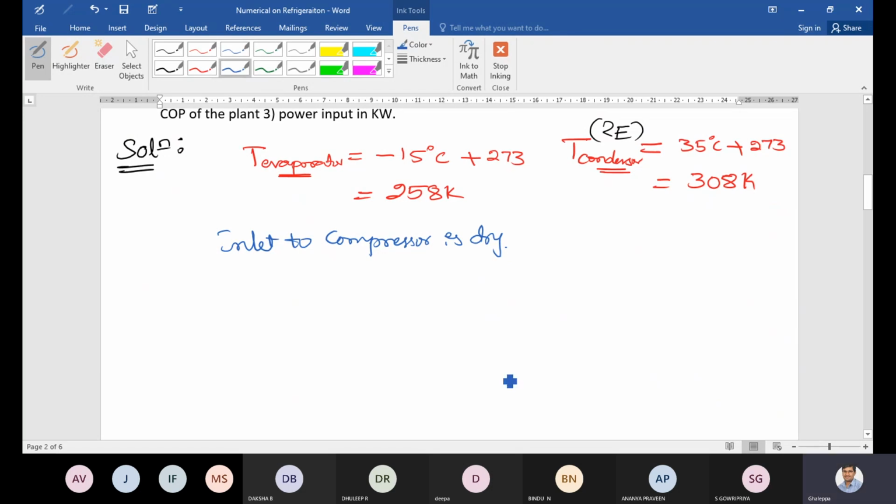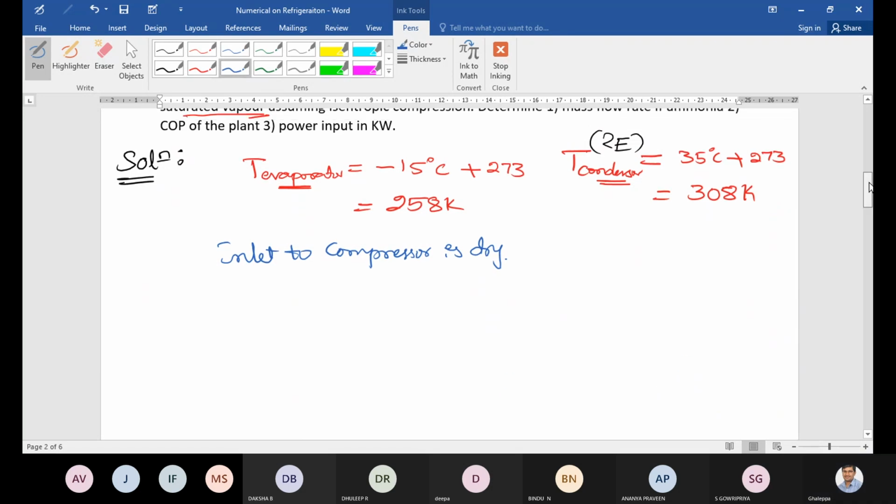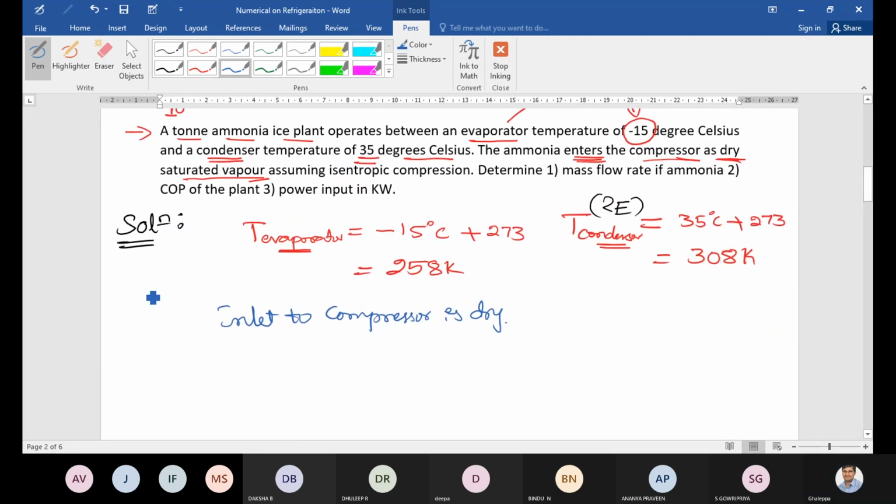Next line, what is given? Okay, let me show you the screen. Next line: and isentropic compression. I will explain once we are solving the numericals. I told you, entropy remains constant. In simple words, the compressor is undergoing isentropic compression. So determine mass flow rate. First point, we have to determine mass flow rate of ammonia. So this is the first point you have to do.